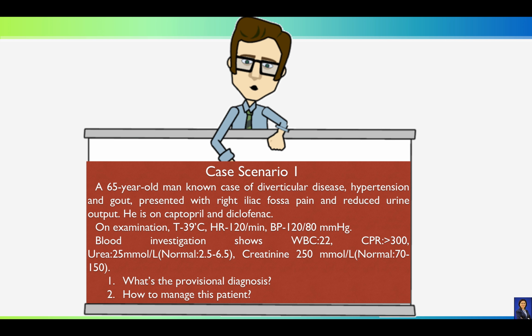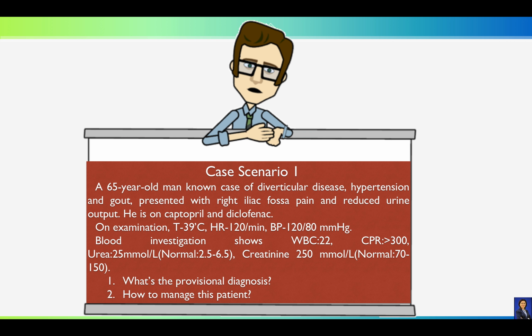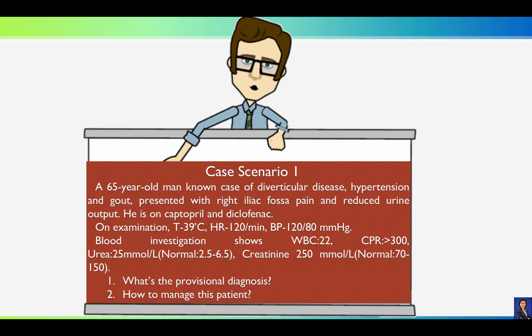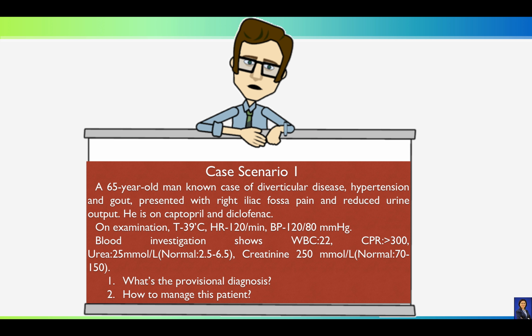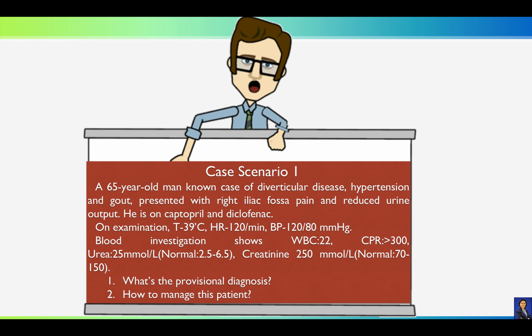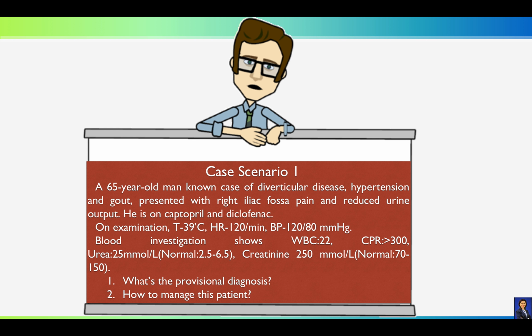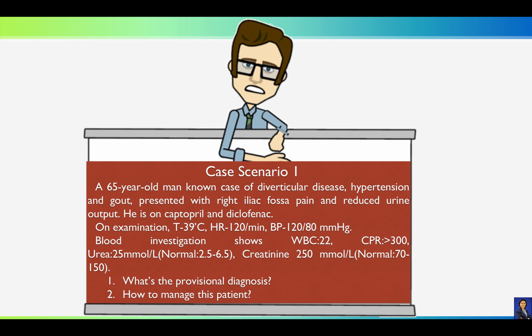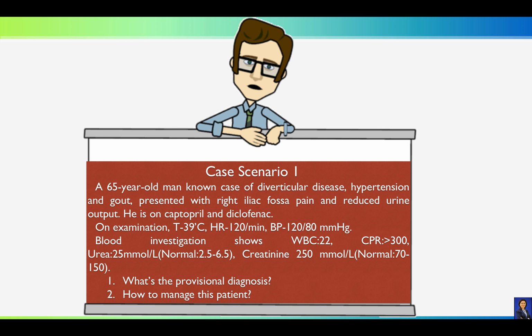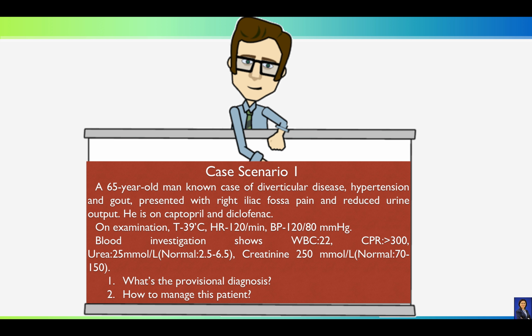When you see reduced urine output with no known chronic kidney disease, in your mind you are thinking about acute kidney injury. Patient is on captopril and diclofenac. Diclofenac is an NSAID, a non-steroidal anti-inflammatory agent, which is a nephrotoxin as well. On examination, patient has a 39 fever, tachycardia, heart rate more than 100, blood pressure is still normal. So hypotension is an unlikely prerenal cause of the AKI in this patient, but temperature is high.